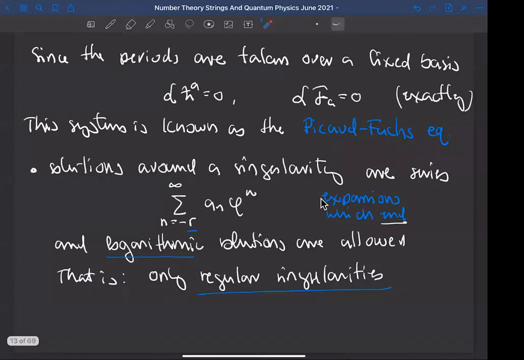Right, so we have taken the periods over a fixed basis, defined over the integers, right? So then when we integrate the previous equation, we get a differential equation for the periods, and this vanishes exactly. So this is the Picard-Fuchs equation. They are nice equations. They have solutions around the singularities that are series, bounded from below here. So this means that they only admit regular singularities, and you can also have logarithmic solutions.